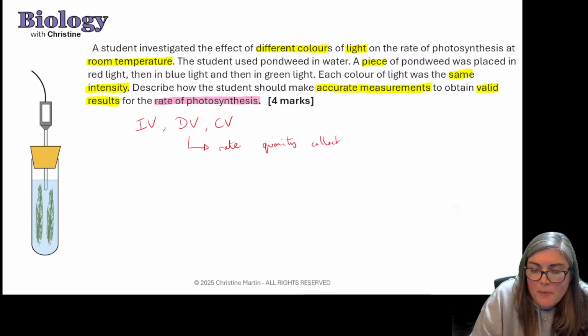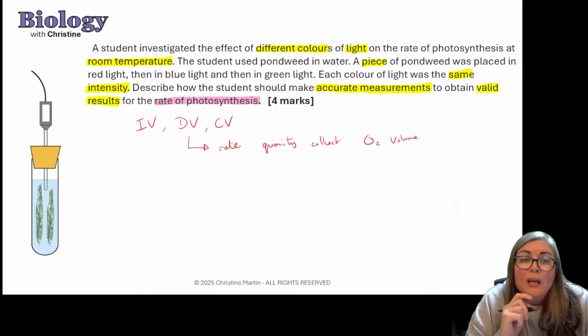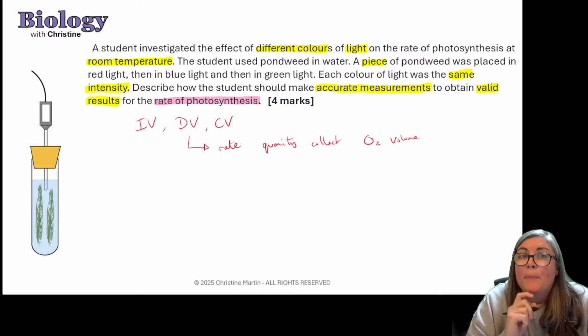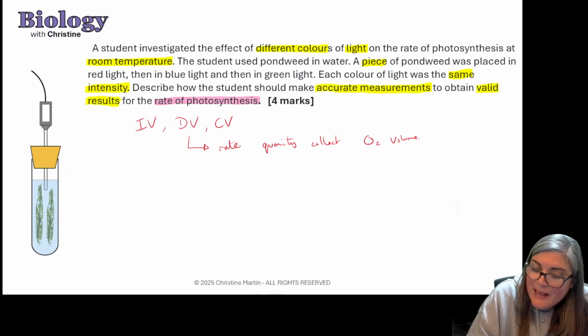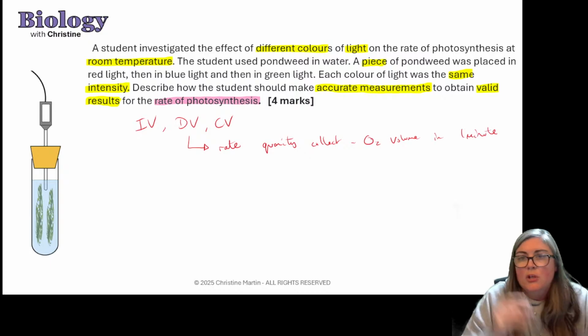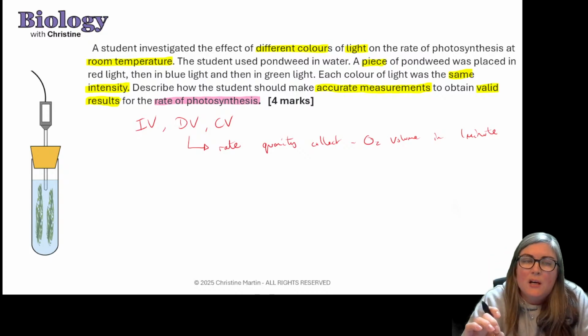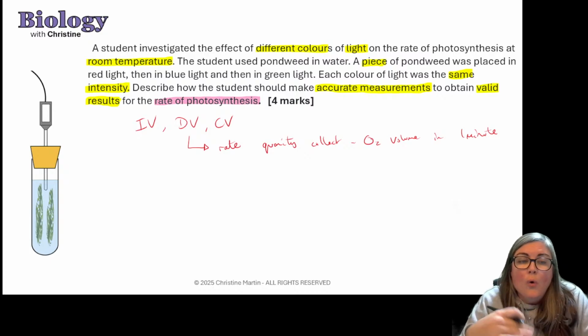in this case could be my oxygen volume. But because I'm talking about rate, do not get caught out by not giving a time. The quantity that's collected, the volume of oxygen in 1 minute. You'd be surprised how many students lose that 6th mark because they haven't been specific enough. So the rate should always be quantity over time.